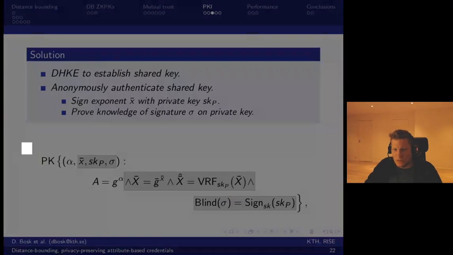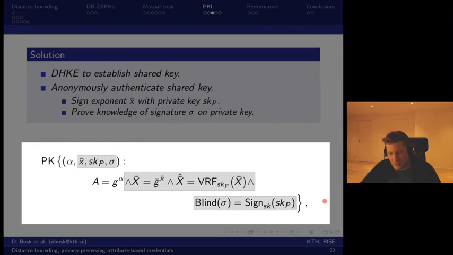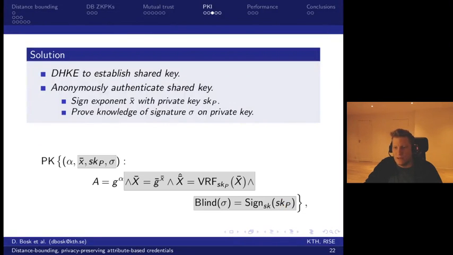So what we want is to run this proof of knowledge of discrete logarithms in a distance bounding fashion. The original Schnorr protocol just has alpha and this one. We need to prove knowledge of the Diffie-Hellman key exponent, the signature, the key that we use to sign it, and the signature on that key. And we prove that we actually do know the Diffie-Hellman key exponent, and we do know our signature on this exponent. And we also have a blinded signature on this private key. So this way we authenticate all these steps.